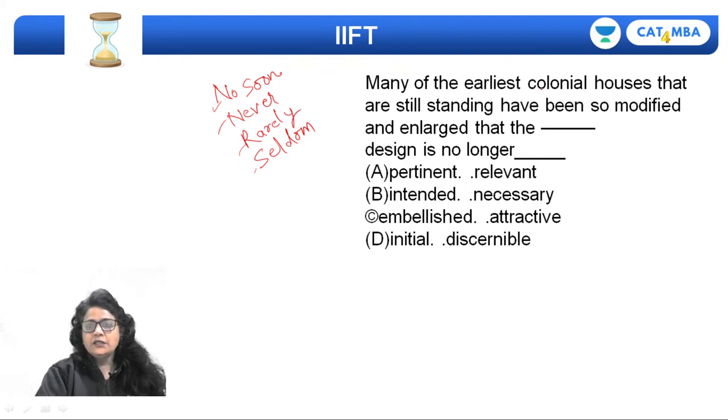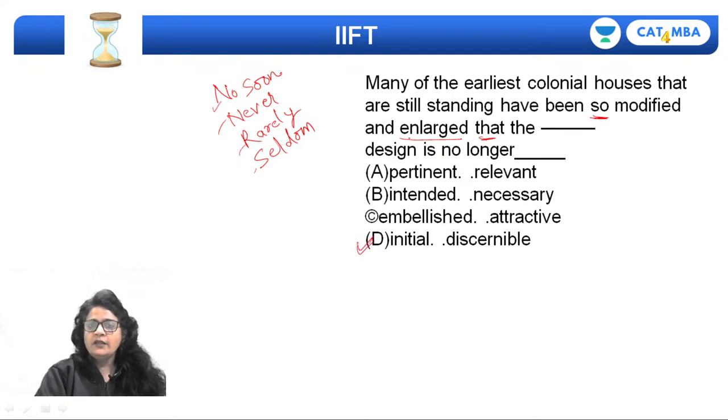Many of the earliest colonial houses that are still standing have been so modified. Itne badal chuke hain aur itne enlarged ho chuke hain that, how A is fitting here? Yes, answer is D.